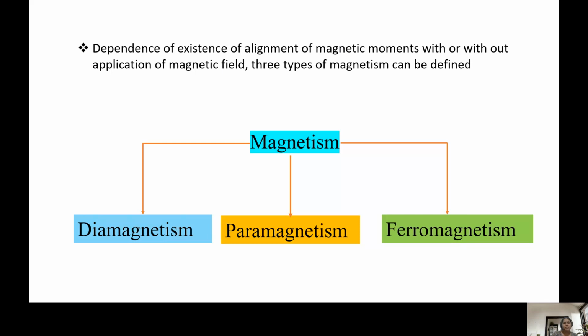It depends on the existence of alignments of magnetic moments. As I already told, the basic reason behind magnetism is the movement of the electrons and the presence of magnetic moments. Depending on the alignment of magnetic moments with or without an applied external field, three types of magnetism are observed in different materials: diamagnetism, paramagnetism, and ferromagnetism. We'll discuss each one clearly.